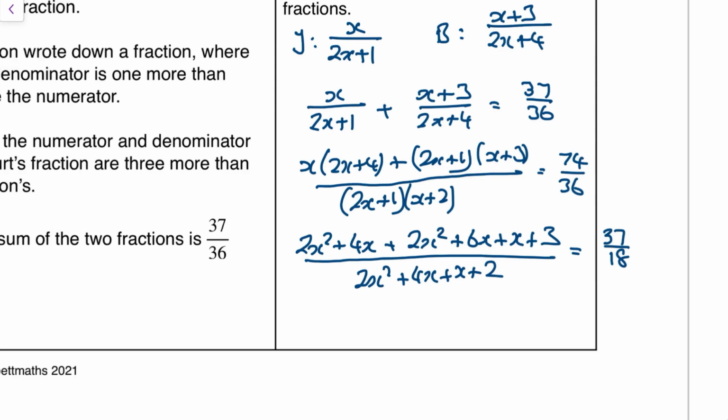Right, let's try and tidy this up. Numerator. So the numerator is 18 times 2x squared plus 2x squared, which is 4x squared. These numbers are going to be quite big. I'm hoping they're going to simplify. 4x plus 6x plus x is 11x.